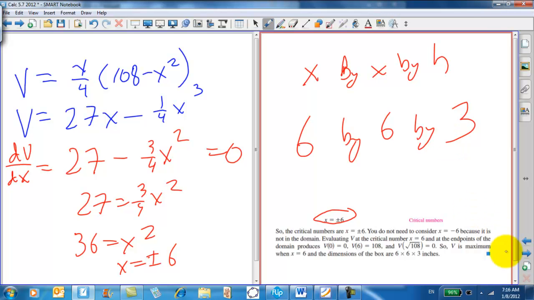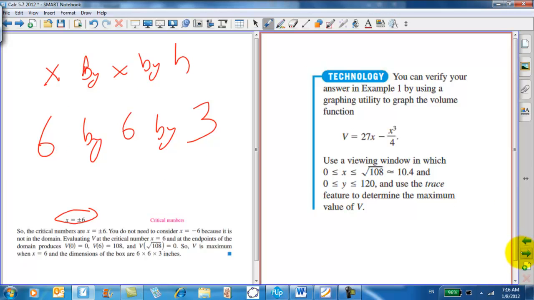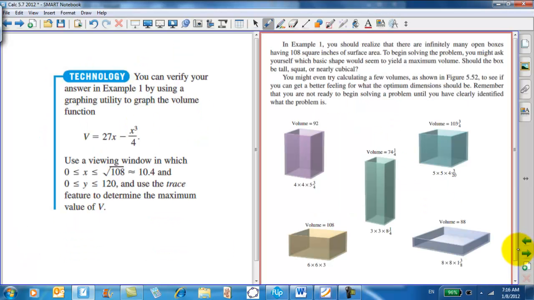Okay. So you could have also put this in your calculator. I do want to see some sort of analysis of the derivative, whether you do the derivative by hand or with the calculator. I want you to show me how you're finding the derivative and set it equal to 0. And sure enough, here's our 6 by 6 by 3 giving the maximum volume of 108. All the other dimensions give volumes slightly less.